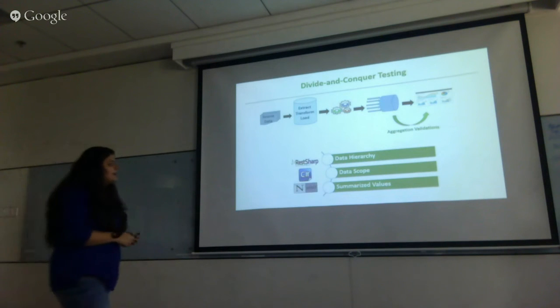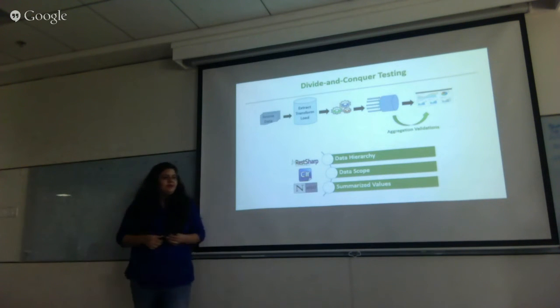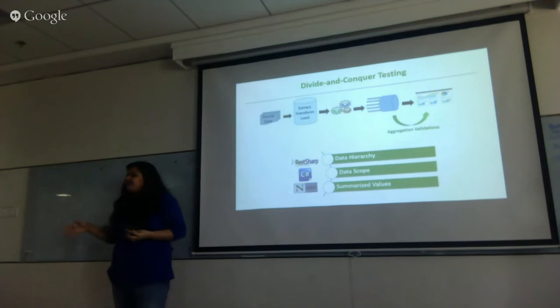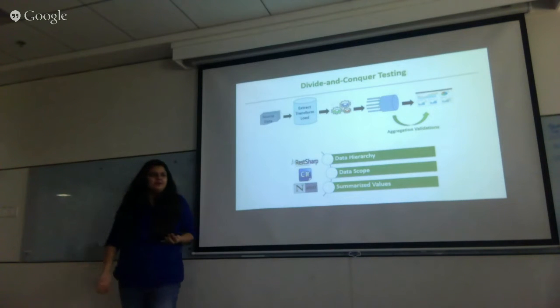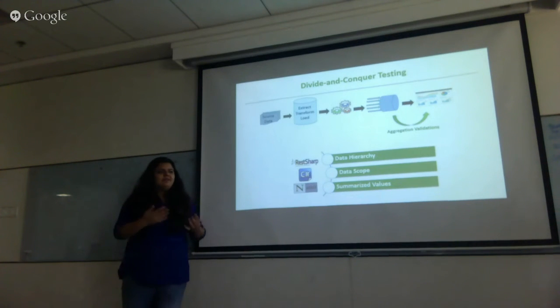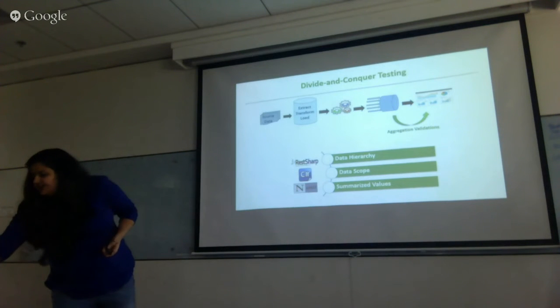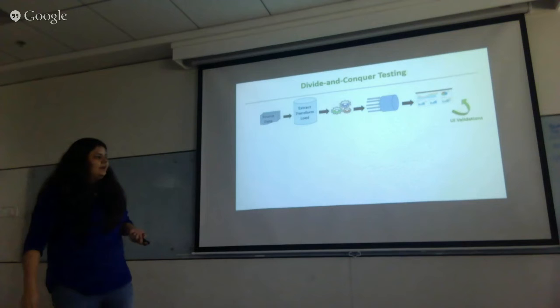So we have used RestSharp, C Sharp, and NUnit to do that. We have a specific data set in mind. We know what are the expected results that we might obtain. We create different snapshots of this data according to different hierarchies and different scopes. And then we define that these are the aggregated values that are going to come out of the system. And then we check if these are actually happening correctly or not.